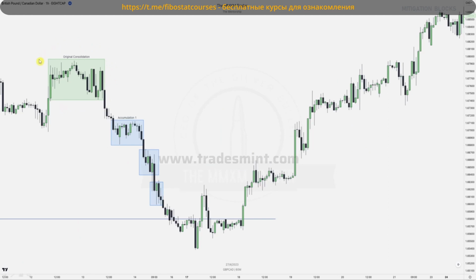So with the start of a market maker buy model, we need an original consolidation. Over here, we've got that original consolidation. Accumulation phases down here until we reach that higher time frame key level. Smart money reversal down here. And now we're going to use those bearish order blocks on the buy side of the curve to mitigate those positions. So we have mitigation blocks for the buy side of the curve.